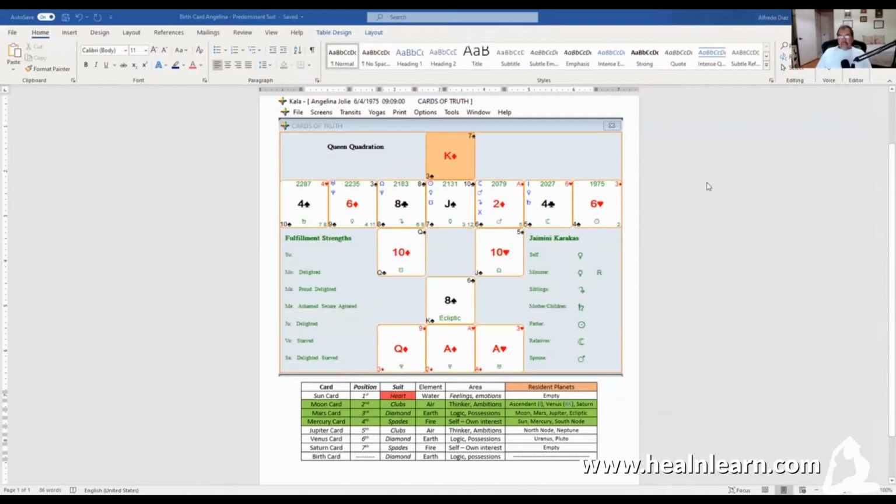Let's share the screen so we can see what I'm talking about. Okay, now I'm sharing. This is Angelina Jolie. She was born June 4, 1975, 9:09 a.m. She was born in the morning in Los Angeles, California. And she's a King of Diamonds. And these are the cards that we take into consideration.